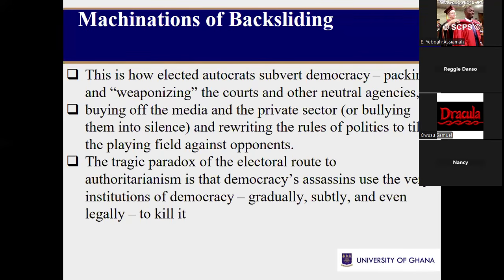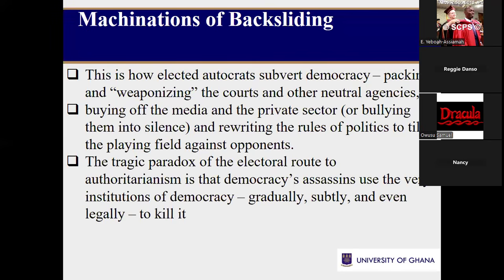Now, the tragic paradox of the electoral route to authoritarianism is that democracy's assassins use the very institutions of democracy gradually, subtly, and even legally to kill it. Now, note it very well. How democracies die. So people who want to do away with democracy, we call them democracy assassins. They don't usually carry guns. So they come through elections, like Donald Trump. He came through elections. But you see how gradually he is downgrading the democracy of the US. It is reducing in terms of quality.